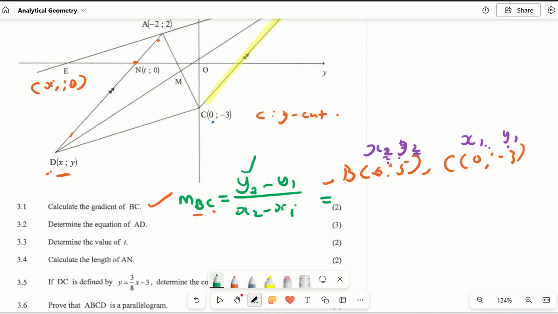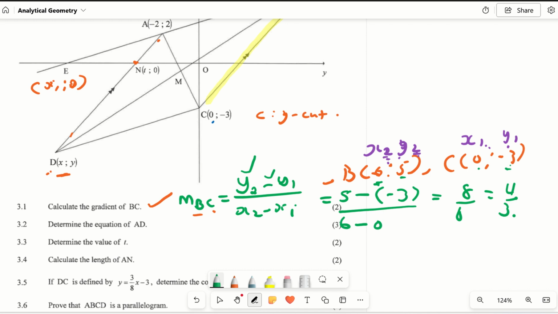Gradient equal to, what is our y2? Our y2 is 5. Then the minus, this minus over there. Our y1 is -3. You mustn't forget the minuses. All over, what is our x2? Our x2 is 6. Minus our x1 is 0. This gives us 5 plus 3, which is 8, over 6, which is 4 over 3. So therefore, the gradient of BC is 4 over 3. Are we together? Proper stuff, proper stuff. Yes, yes, yes.